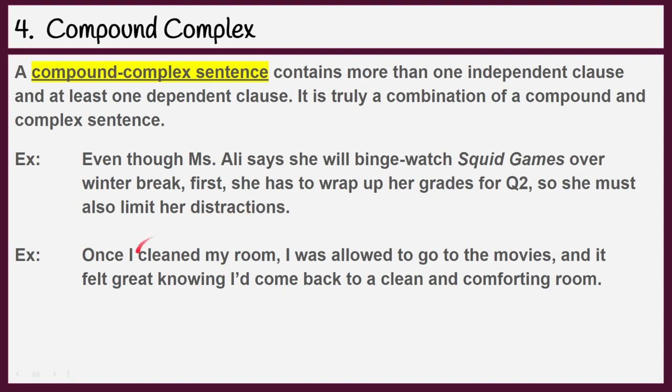In the second example, again, I'm starting with my dependent clause: once I cleaned my room. Then my independent clause: I was allowed to go to the movies. Next, independent clause: it felt great knowing I'd come back to a clean and comforting room. Notice my independent clauses are broken up with a comma and conjunction. In this one we have comma and, and in this one we have comma so.